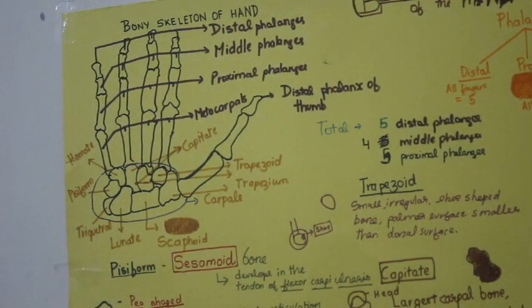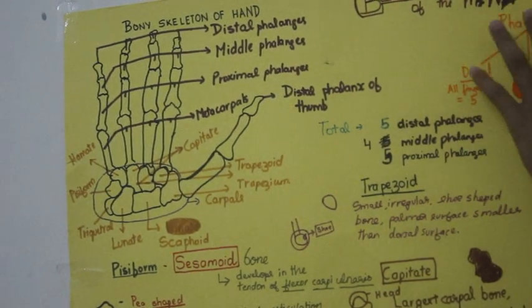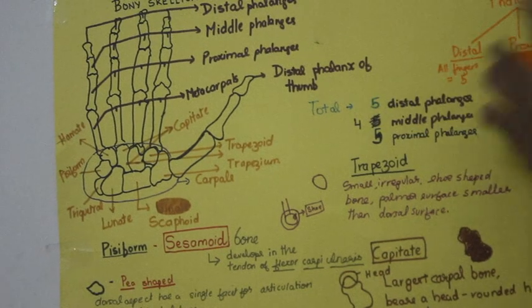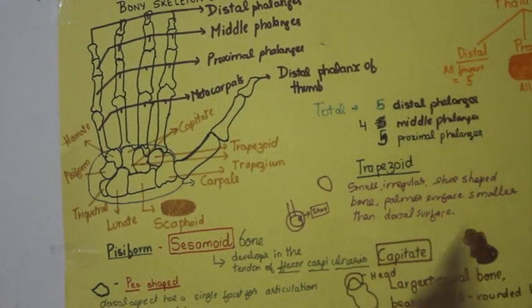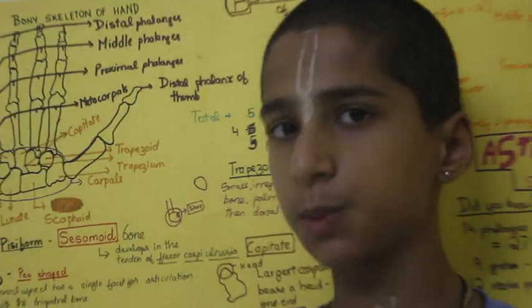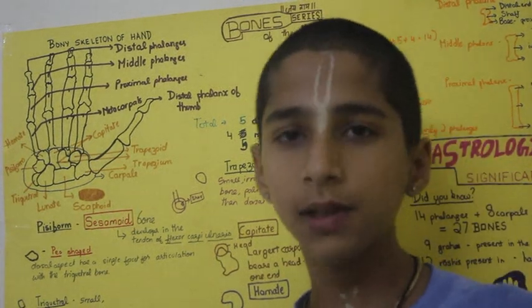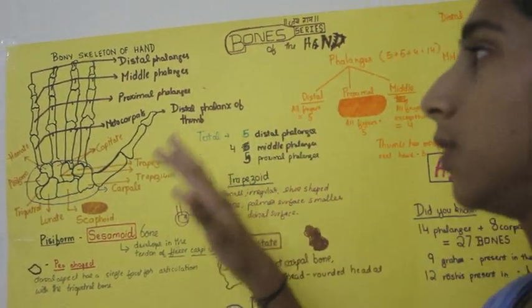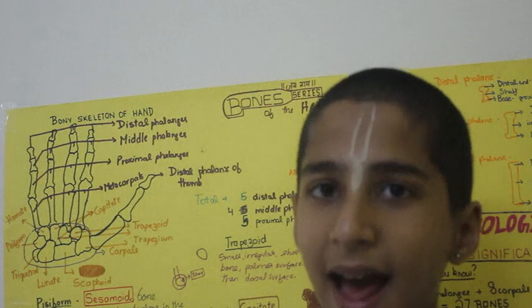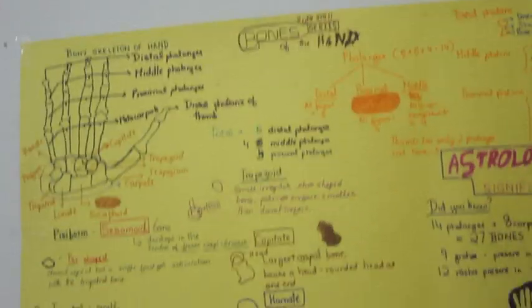So this is how it is. So these are the phalanges, 5 plus 5 plus 4. Why do we say 5 plus 5 plus 4? Distal are 5, because all fingers have distal phalanges. Proximal are 5, because all fingers have proximal phalanges. And middle are 4, because the thumb doesn't have one, it's only for the rest of the fingers, so the hand lacks 1 here. So that's why it's 4.